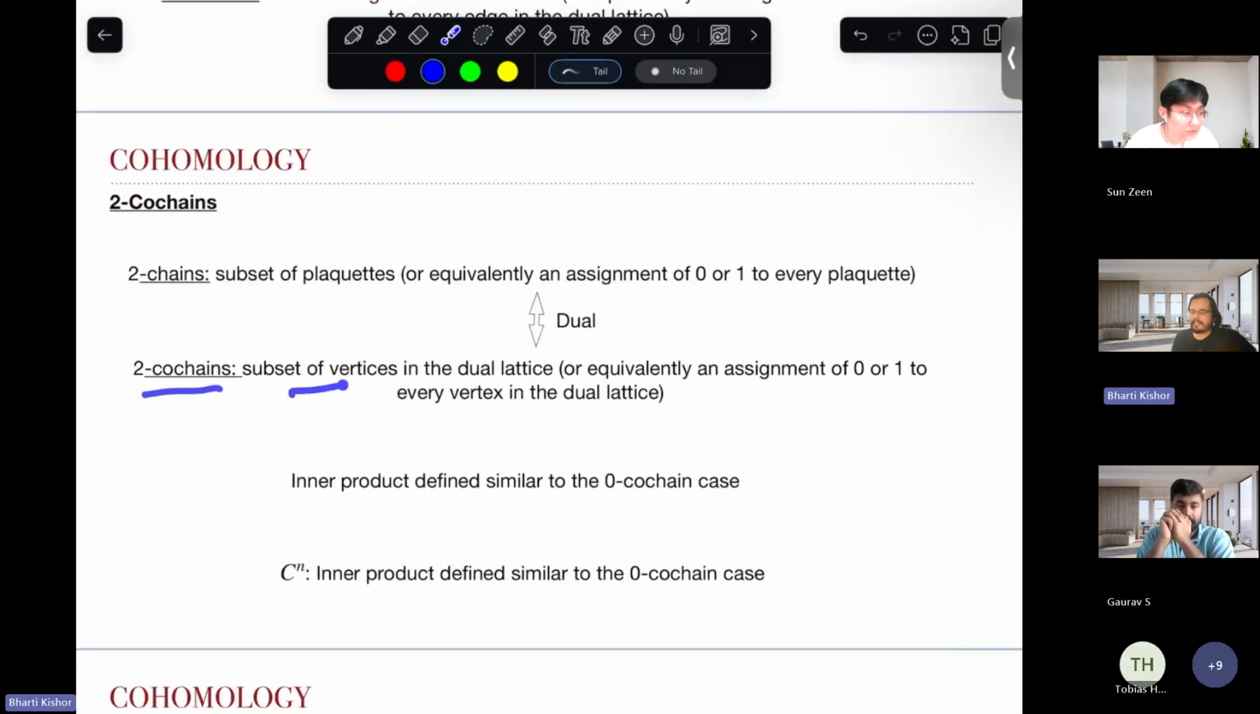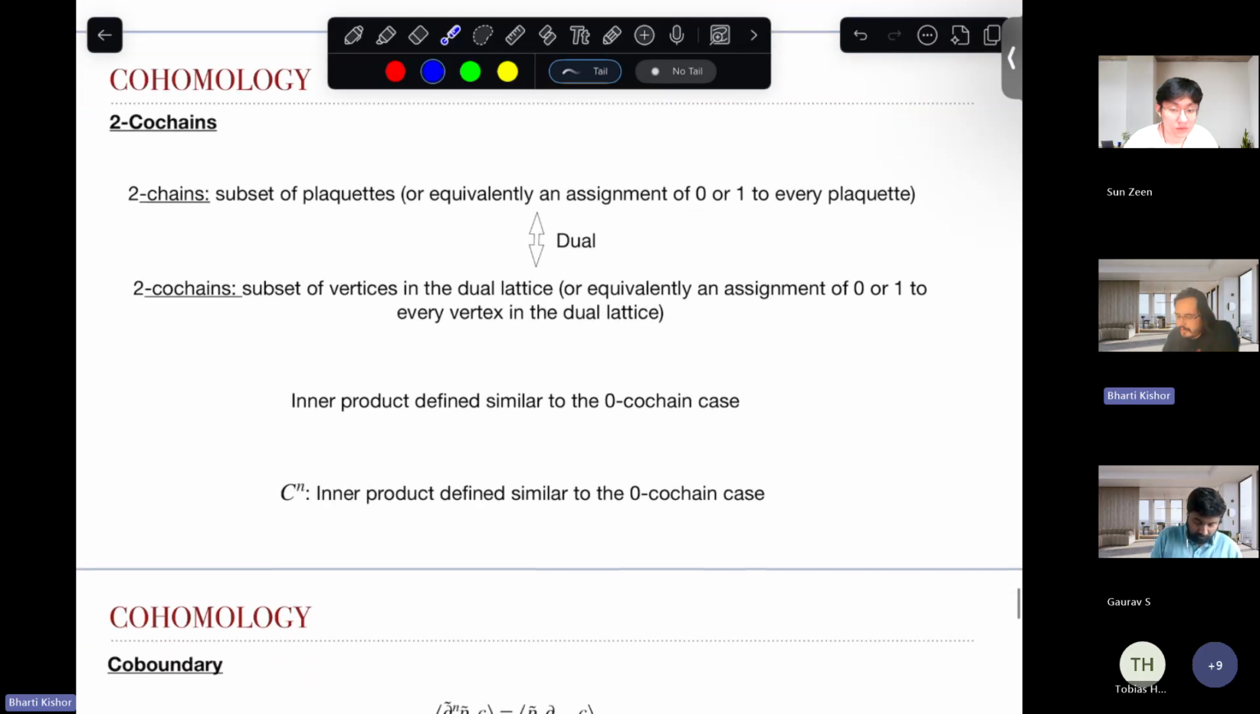So two co-chains will be subset of vertices in the dual lattice. Here I talk about plaquette, here I talk about vertex, to see this relation. If you understand Z2 homology, Z2 cohomology is nothing but homology on the dual lattice. Because it's self-dual, life is easy. So basically, we have this inner product we can define similar to the zero co-chain case, and you can calculate the overlaps and so on, and we will see this in action in the next session.